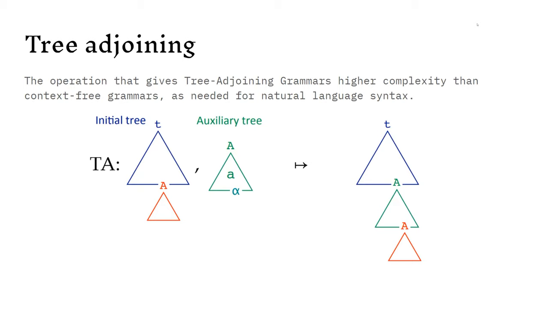It's the operation that gives tree adjoining grammars higher complexity than context-free grammars, that is a useful property for natural language syntax. It allows us to take a tree where there is a subtree headed by a node, say A, and an auxiliary tree headed by that same node A, which has a sort of open slot in it called alpha. It finds the position of the subtree called A, and surrounds it with the auxiliary tree that's headed by A, putting that in the original place and putting the thing that was in that place in that alpha open slot. That's very abstract.